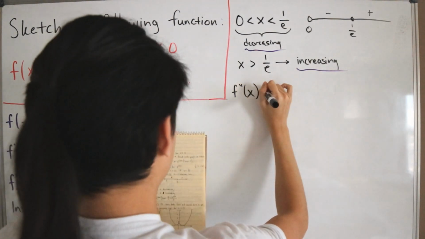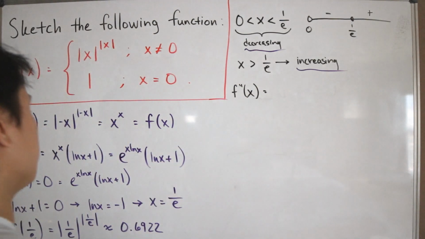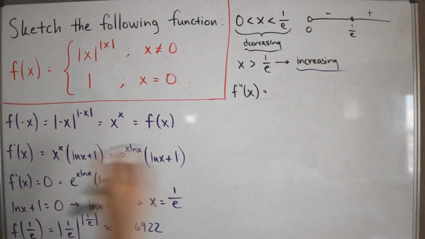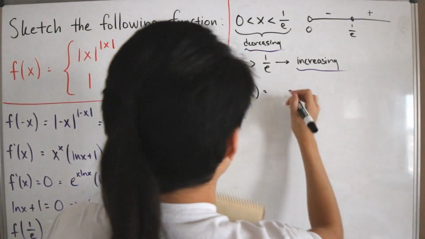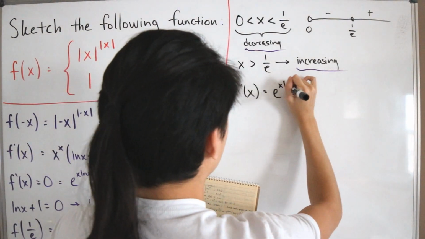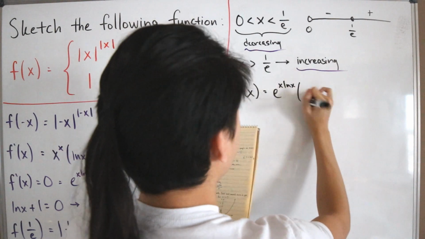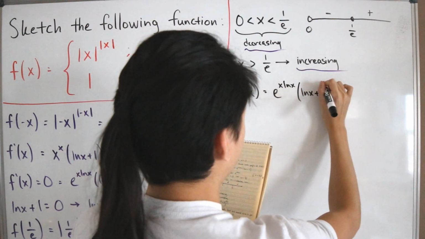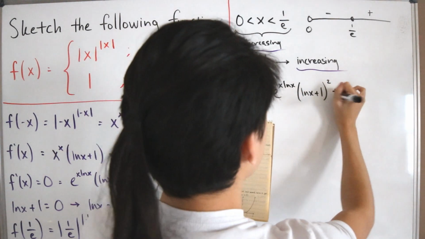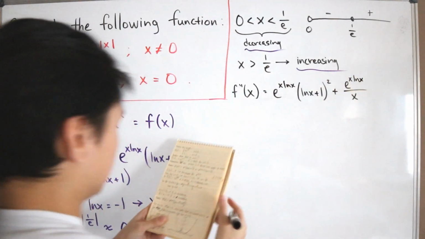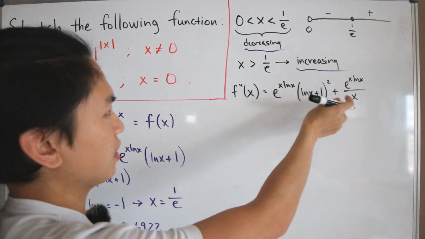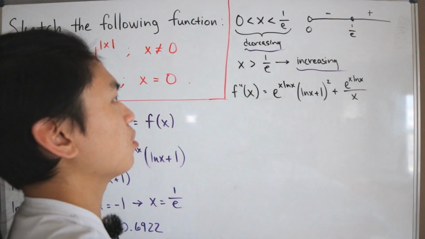So f double prime of x. In other words, do the same thing. Just take the derivative of f prime of x, and again you use a bunch of product rules and then simplify that out. So we have e to the power x ln of x multiplied by ln of x plus 1, squared, then add this with e to the power x ln of x divided by x. Sounds like a lot.